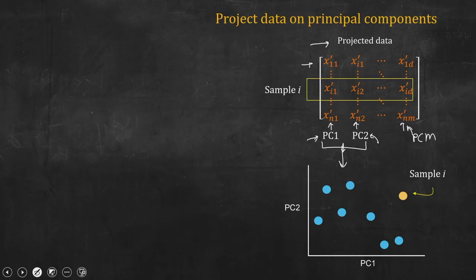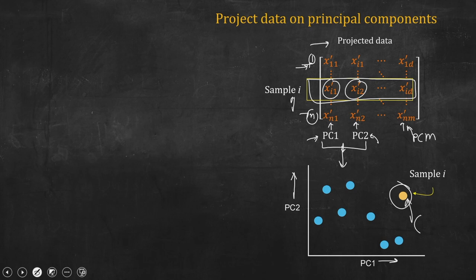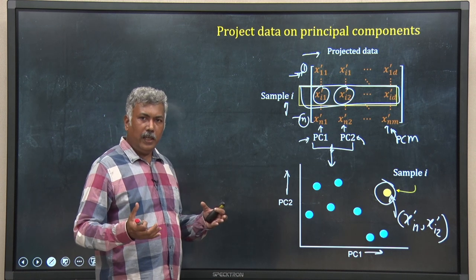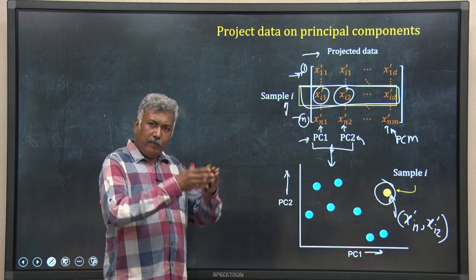So, each of these rows is a sample, starting from the first sample to the nth sample. This yellow box represents my ith sample. All the samples are shown here in this plot, where the horizontal axis is PC1 and the vertical axis is PC2. Each of these data points is actually one of the rows. And this one, for example, is sample i. So, its coordinate is this one, this one. So, this one is x_i1 prime, because it is a projected one, x_i2 prime. In this way, I can take a part of the projected data matrix and visualize it in two dimensions.